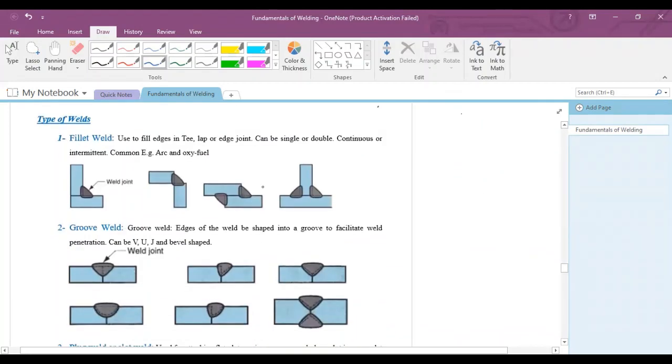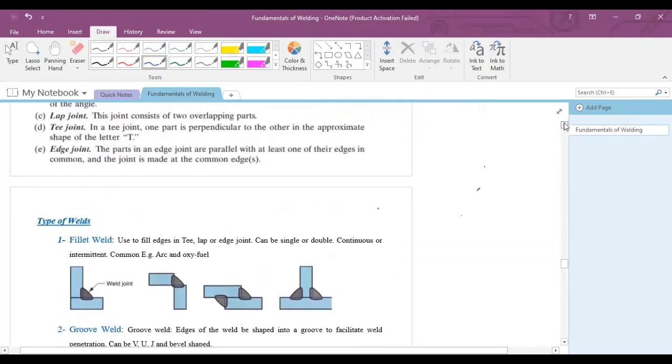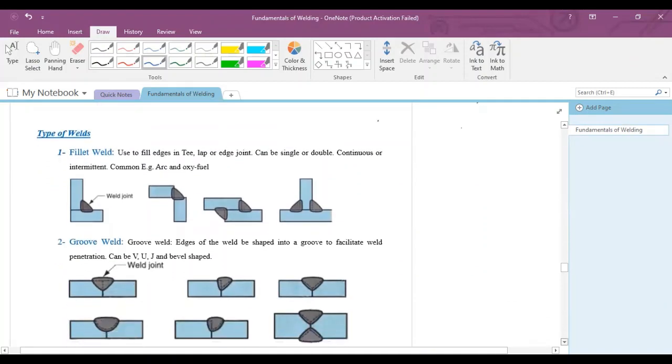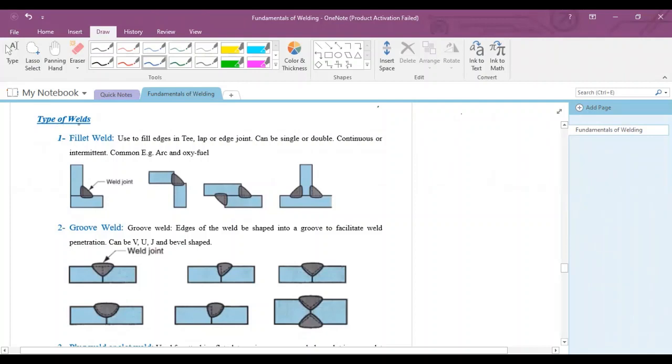Now we have types of welds. The previous topic was related to joints, the different types of joints we have in the welding process. Now we have types of weld. Number one is the fillet weld. What is a fillet weld? A fillet weld is normally used to join T, lap, and edge joints. Like if you see, this is an L joint. In an L joint you can weld only from this surface. Only one fillet is required.